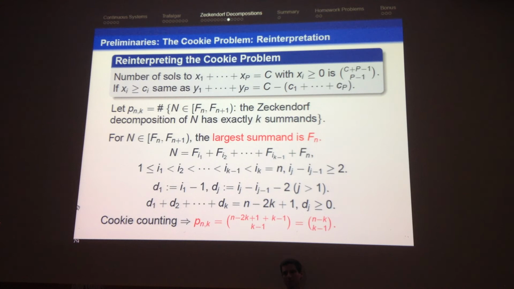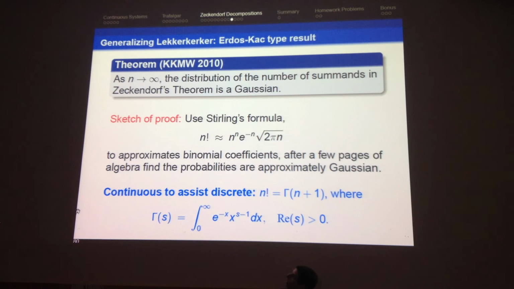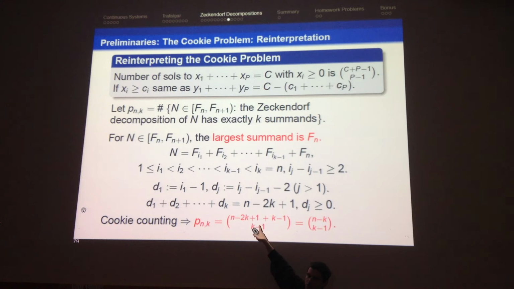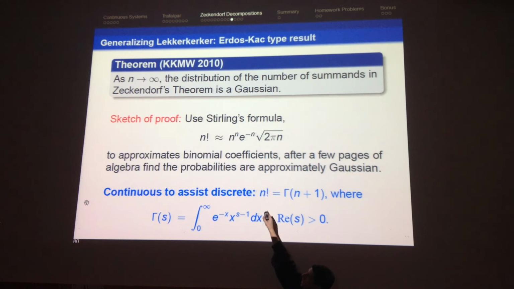And when you do the math, at the end of the day, the number of ways to have exactly k summands is this binomial coefficient. So the following is then a proof of the Gaussian behavior: we have this explicit formula, and all we need to do is use Stirling's formula, that n factorial is approximately n^n e^{-n} times the square root of 2 pi n. This is because the binomial coefficient n choose k is n factorial over k factorial times (n minus k) factorial. So all we have to do is use Stirling's formula and some algebra.